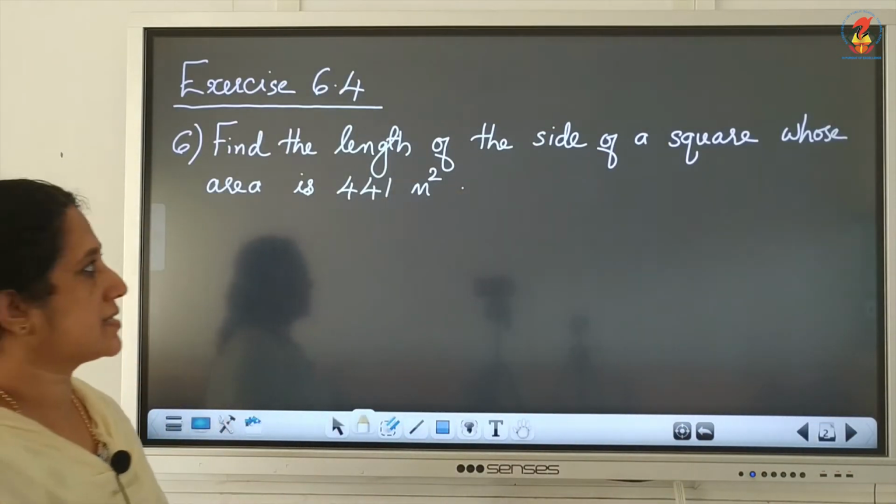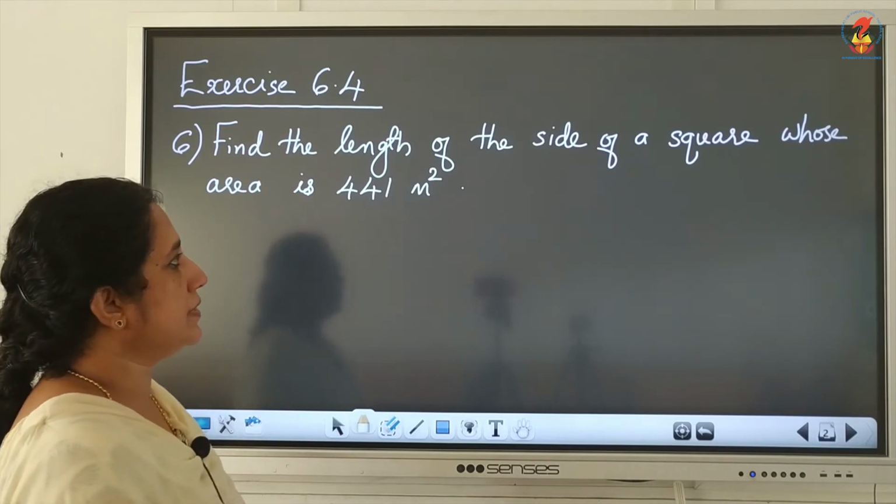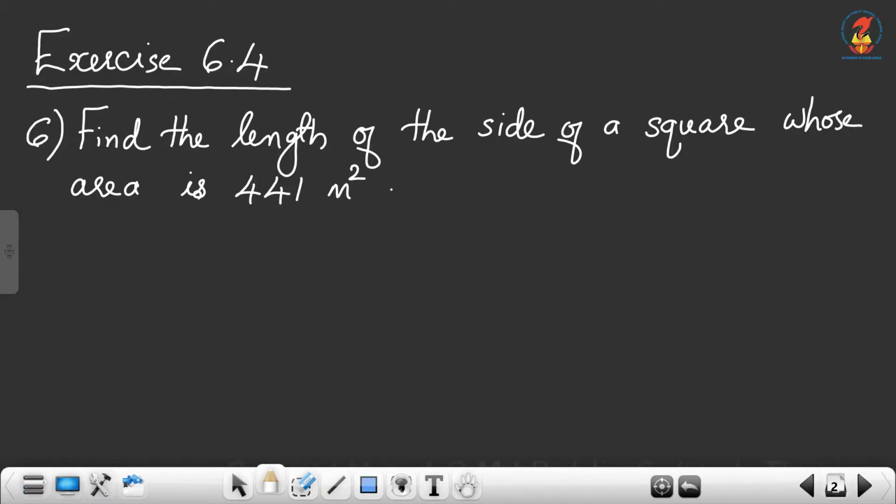Question number 6. Find the length of the side of a square whose area is 441 meters square. Here the area of the square is given. We have to find the length of the side of the square.